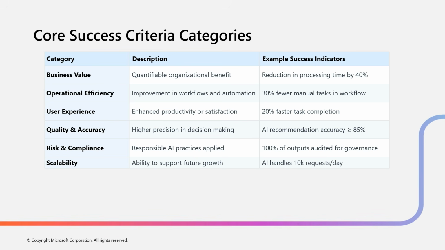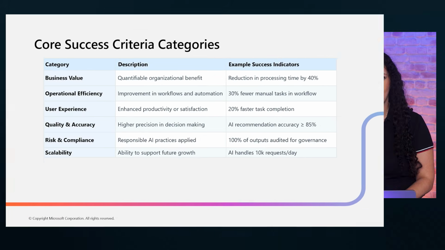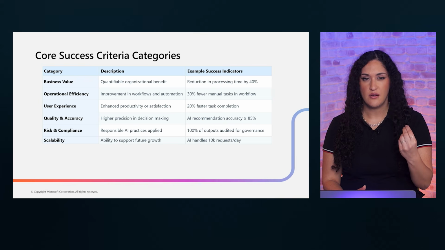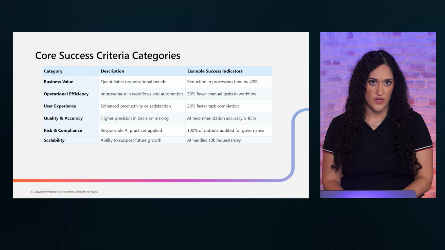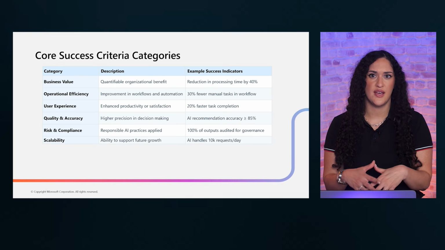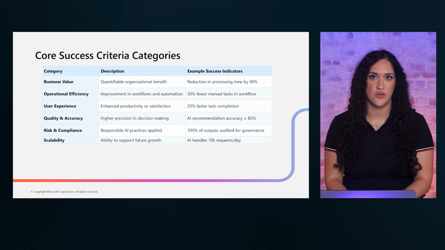Success criteria fall into 5 core categories. Business value measures impact like reducing processing time by 40%. Operational efficiency targets outcomes such as 30% fewer manual tasks. User experience focuses on improvements like 20% faster task completion.